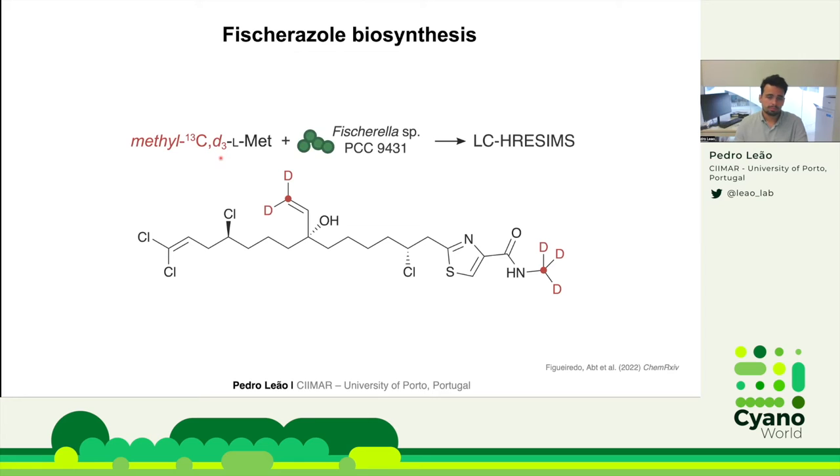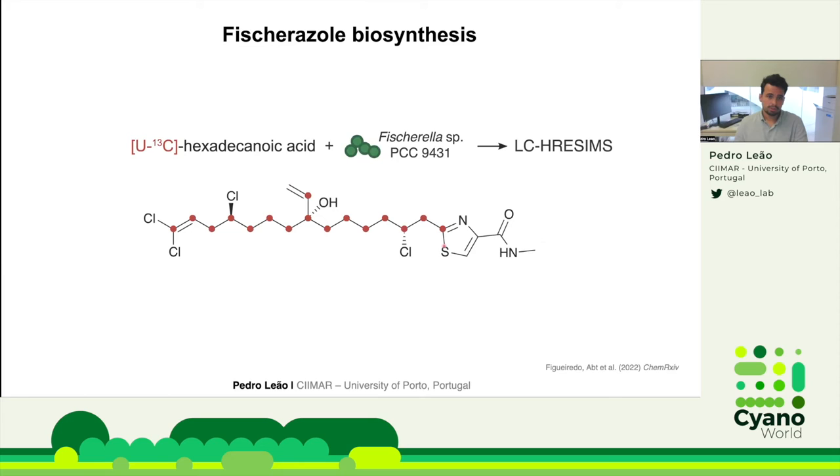And we supplemented this Fischerella strain with methionine that was labeled in all three carbons of the methyl group, with the three deuteriums. And as we expected, we saw incorporation into the N-methyl group. So this is typically coming from S-adenosylmethionine. And we also saw incorporation into this portion. This was interesting, and this left an extra carbon to be assigned because we expected all this 15 to come from a fatty acid. So we supplemented the same strain, this time with hexadecanoic acid, so C16, but fully labeled with carbon-13. And when we saw where they ended up, we saw that they ended up here. So the 15 carbons as we expect, plus this extra one.